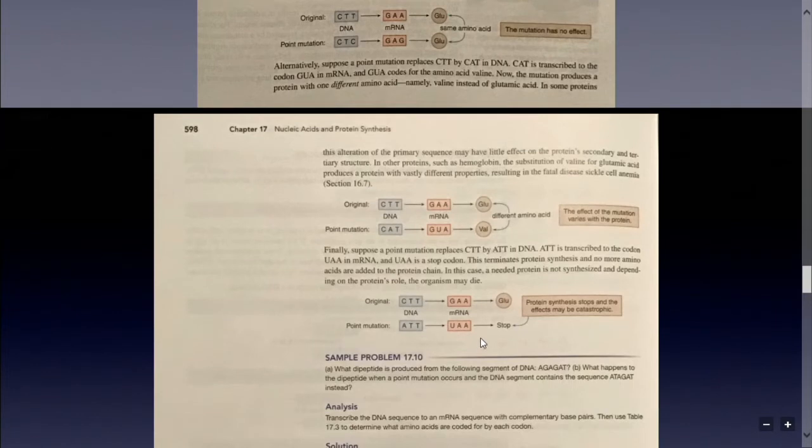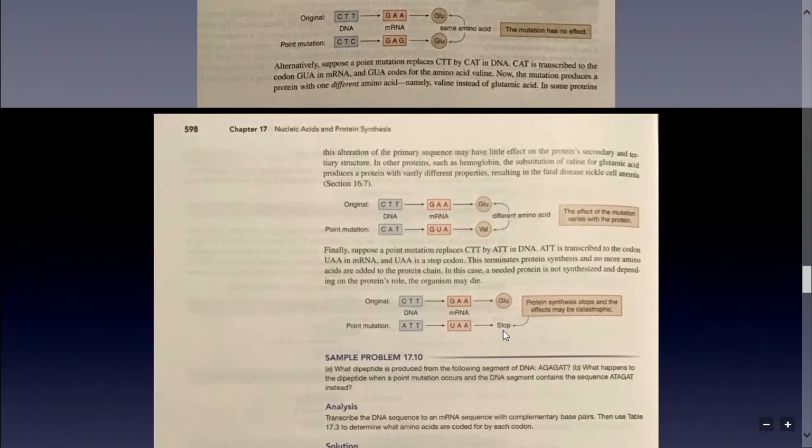So it depends. Now here's another time it would depend. Let's say you accidentally did this mutation where you had a point mutation where you throw in an A there. Instead of CTT, it's ATT. Well, that is going to be rewritten as UAA in the mRNA sequence, and that codon codes for stop.